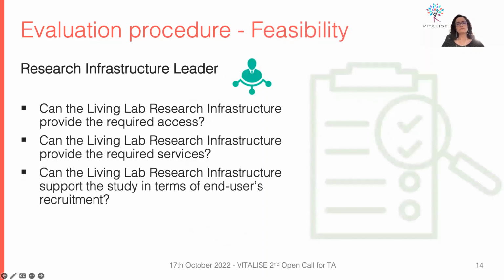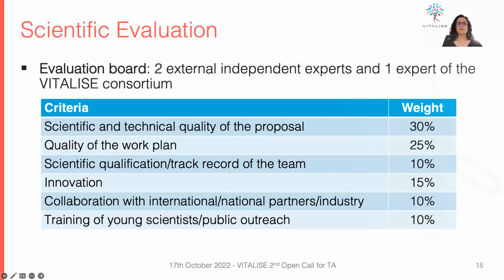If the application passes the eligibility check, it will be redirected to the 3 research infrastructure leaders of the chosen infrastructure for a feasibility check. So they will check if they can provide the required access, the required services, and in case you want to conduct a research study where there is the need to recruit some subjects, they will also check if they are able to recruit the right stakeholders.